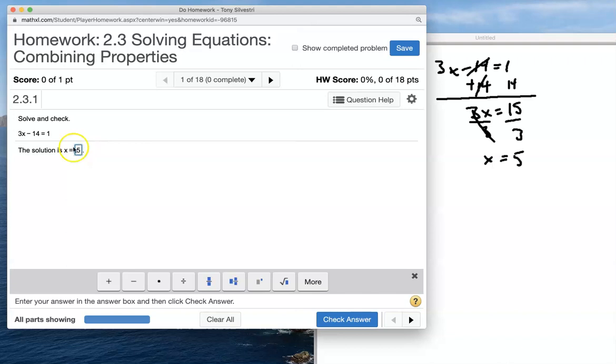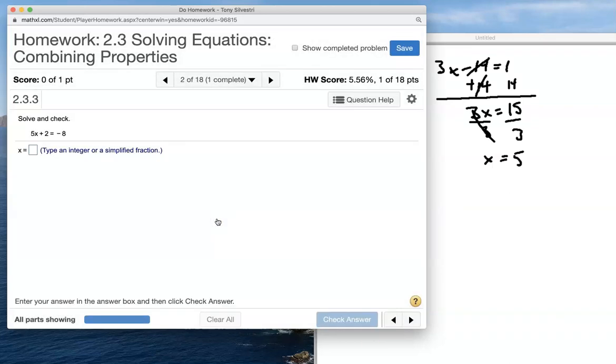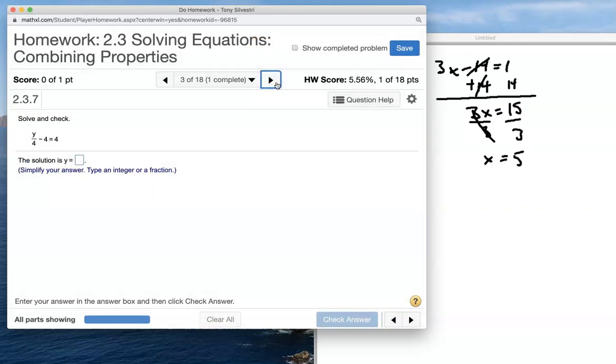I know that's 5. I can plug that in. 3 times 5 is 15. Minus 14 gives me the 1. That's right. So that's done. Let me just take a look at the next one.